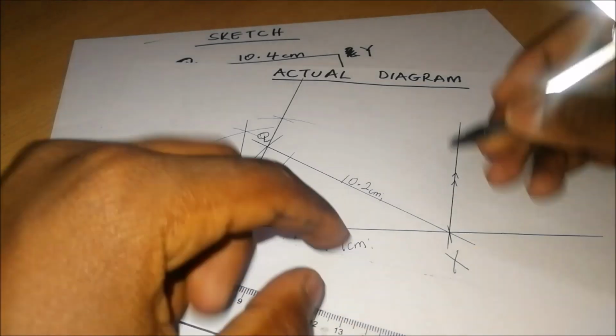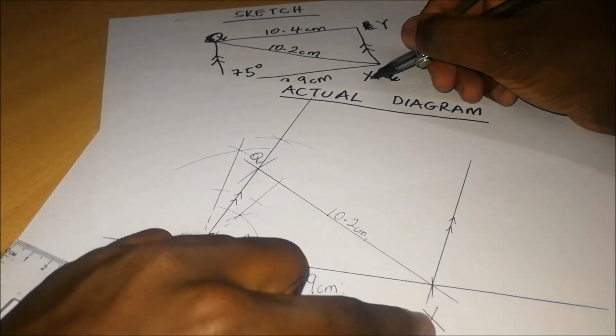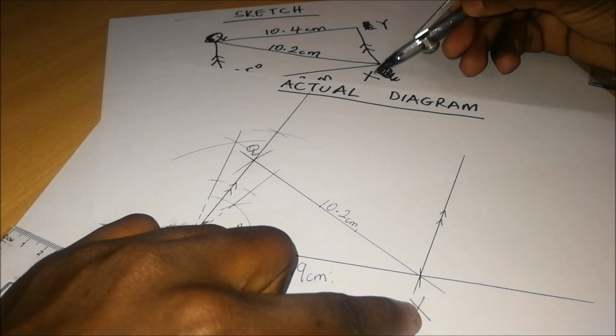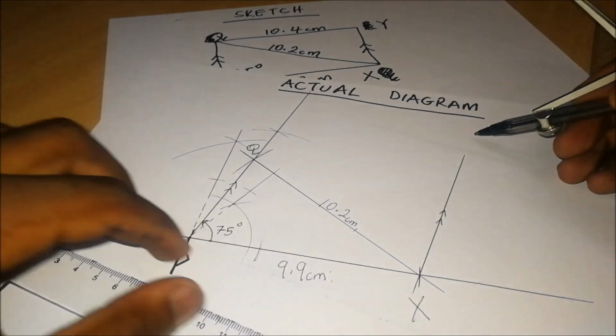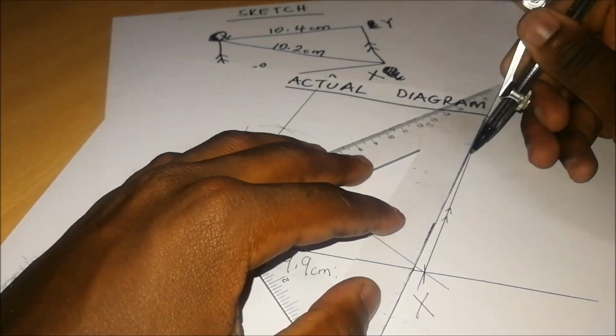And that is, according to the sketch, X. That is right there, X. So it's supposed to be parallel to line XY. We are supposed to locate point Y along this. We do not know where point Y is. Let me make this a bit longer.